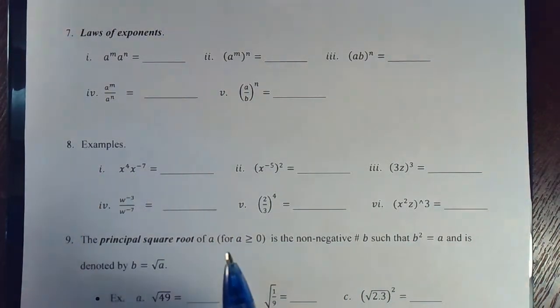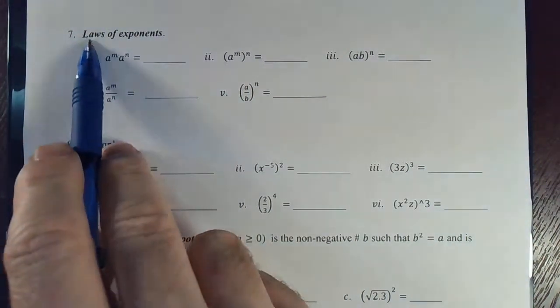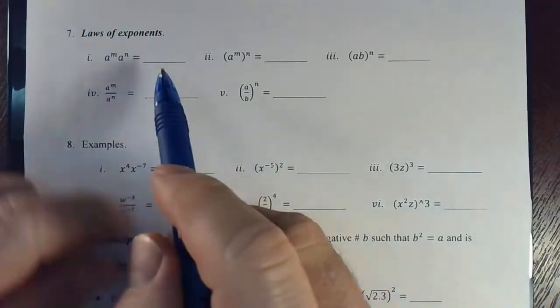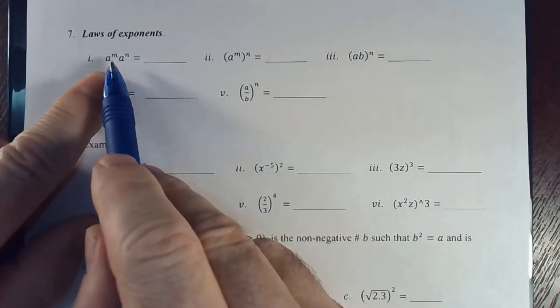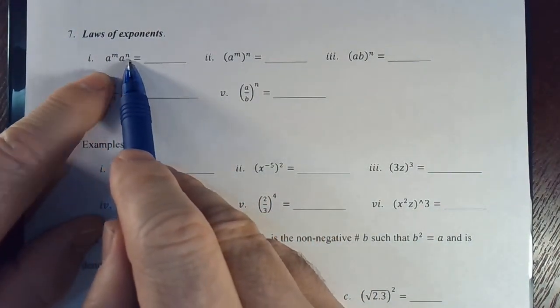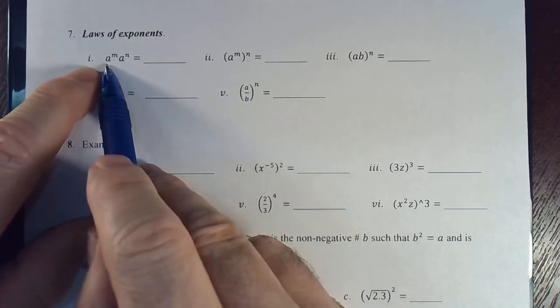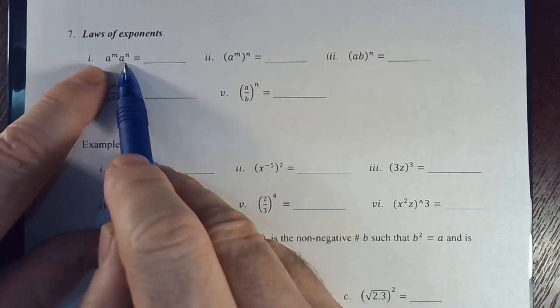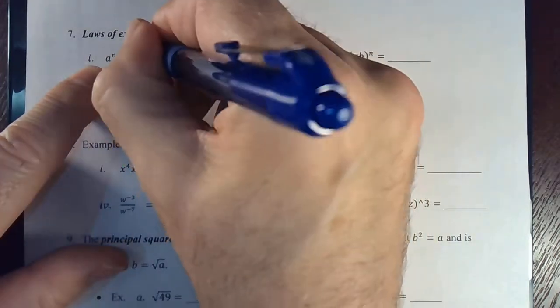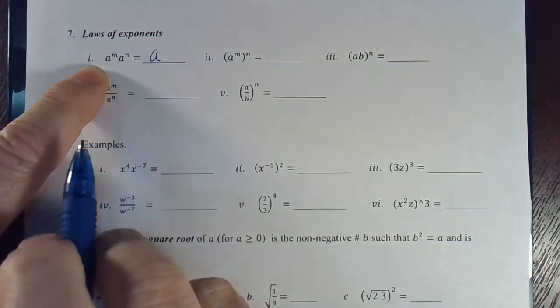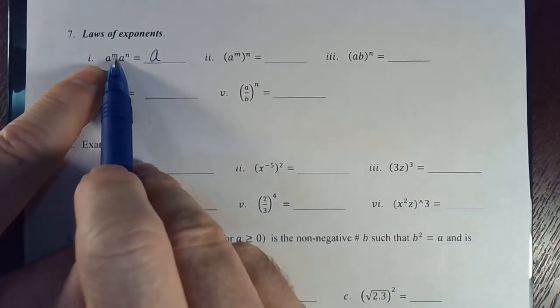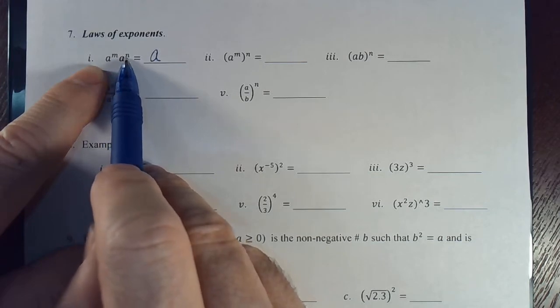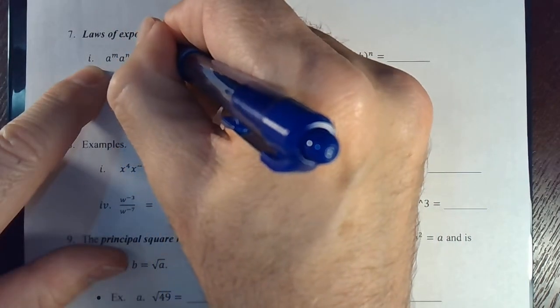Well, let's continue with our rules or laws of exponents. So suppose we have a to the m times a to the n. Well, that can be simplified. And how do we simplify that? I can write a just one time, and what would the exponent be? You add m to n. A to the m plus n.